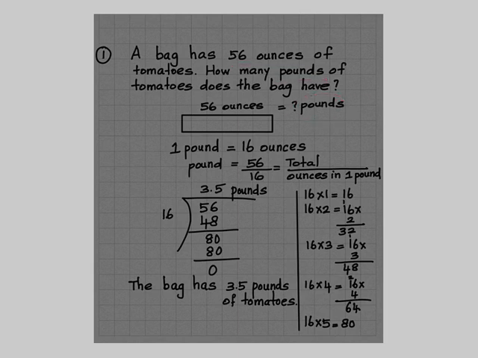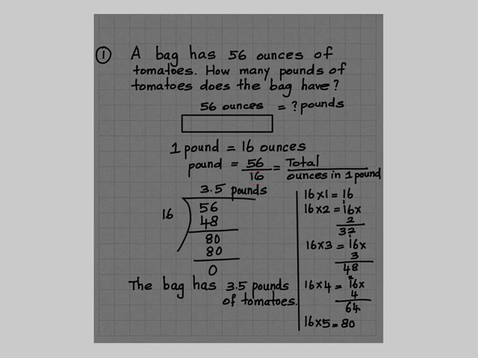So let us write pounds equals total divided by ounces in 1 pound. The formula is pounds equals total divided by ounces in 1 pound. What is the total? The total is 56. And ounces in 1 pound is 16. 1 pound has 16 ounces in it.